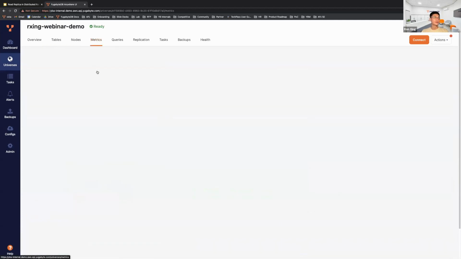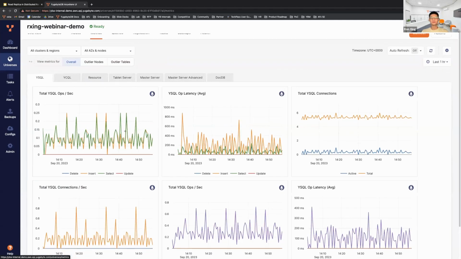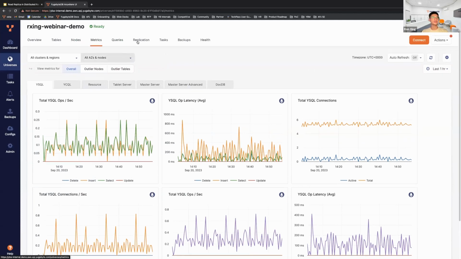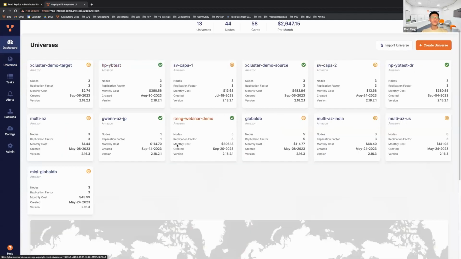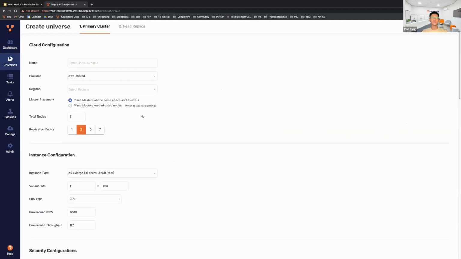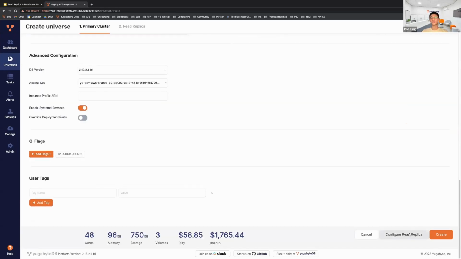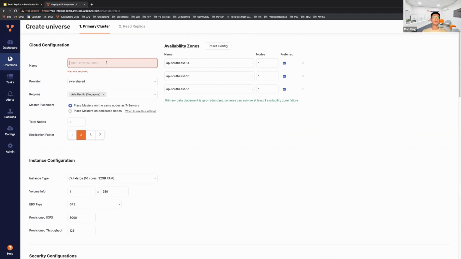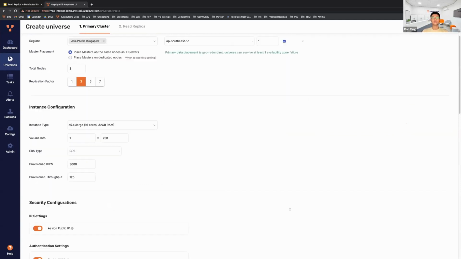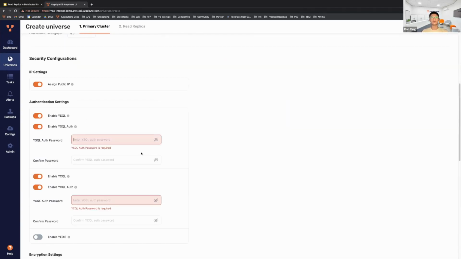And through the portal, you can also see the built-in metrics and all this. Creating the cluster and replica is pretty simple, it's GUI based. This is what I did just now: I created a primary cluster in Singapore across 3 different availability zones. Then at the bottom, I configured the replica at the same time.